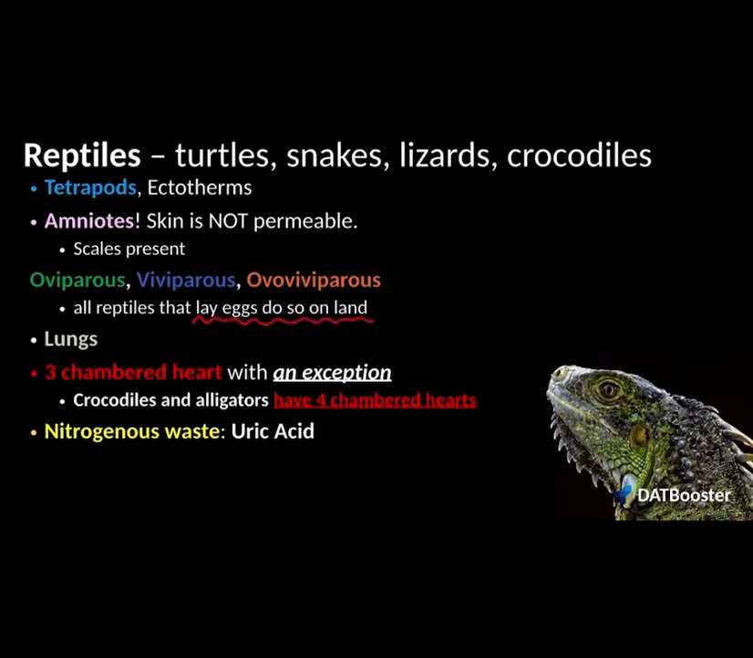All reptiles have lungs for respiration. You don't have cutaneous respiration or gills. Okay, for their circulatory system, they all have 3 chambered hearts with one exception. And the exception is that crocodiles and alligators have a 4-chambered heart. This is commonly tested on the DAT. And then finally, reptiles excrete nitrogenous waste in the form of uric acid.